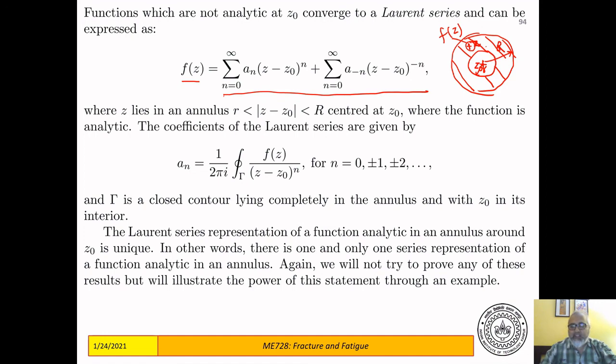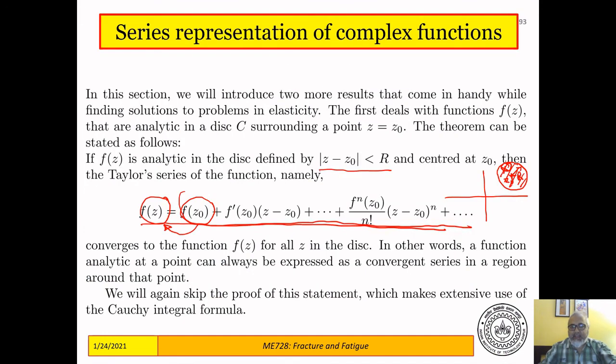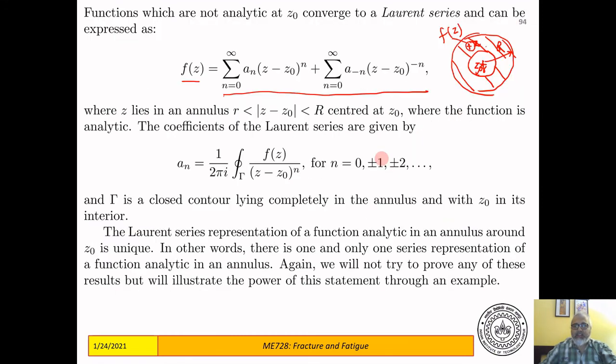Okay. The difference between the Laurent series and the Taylor series is that the Taylor series contains only positive powers of n, whereas the Laurent series also contains the negative powers of n.